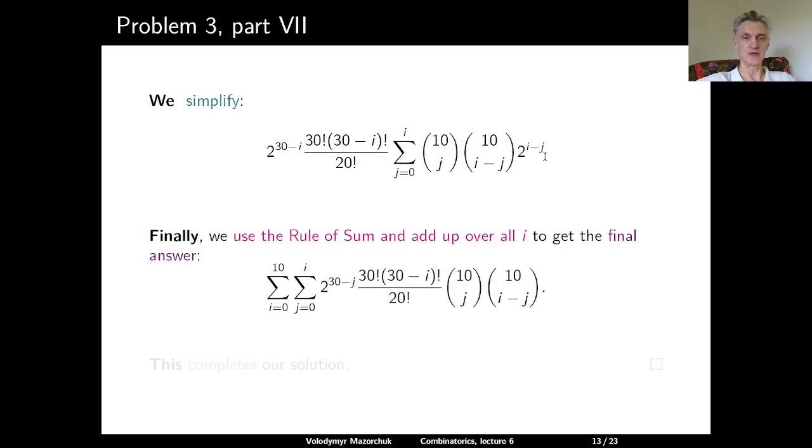And now we finally use the rule of sum and add this up over all i to get our final answer. We will have a double summation, sum over i from 0 to 10, sum over j from 0 to i, 2 to the power 30 minus j, 30 factorial times (30 minus i) factorial divided by 20 factorial, and all this multiplied with 10 choose j times 10 choose i minus j. And this completes our solution. As you see, the answer is highly non-trivial.